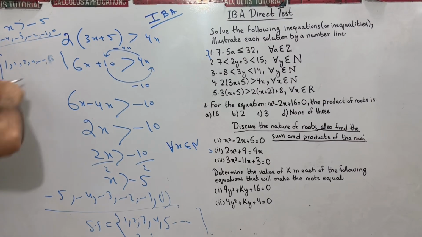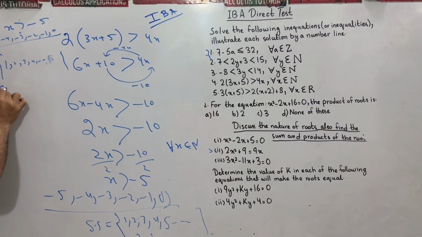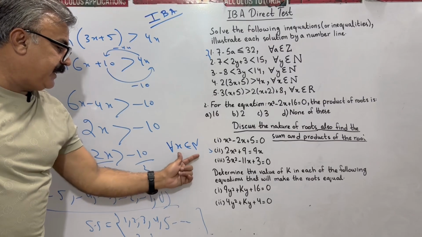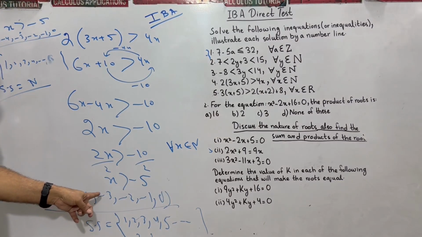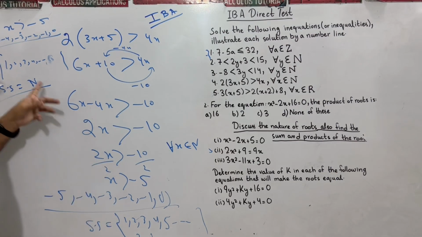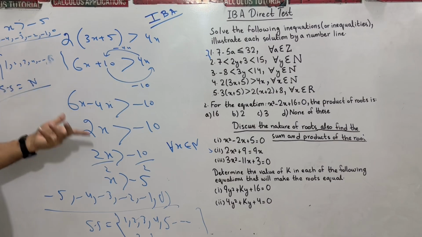All the natural numbers are naturally greater than minus 5. So our solution set is 1, 2, 3, 4, 5, or in short, natural numbers itself. We have been told to take natural numbers, all natural numbers greater than minus 5, and our natural numbers start from 1, 2, 3, 4, 5. So it is our solution in that case.